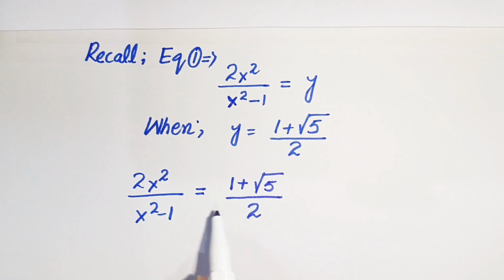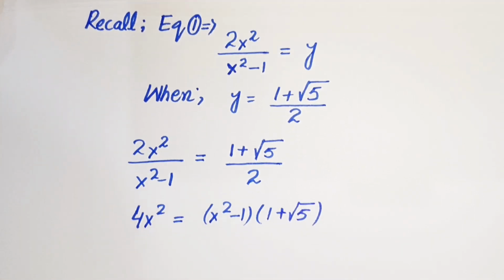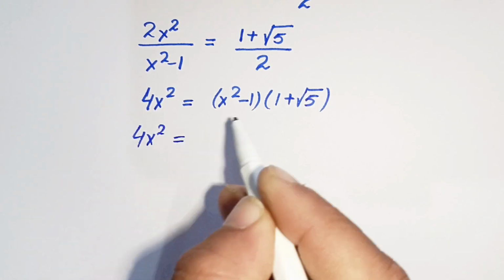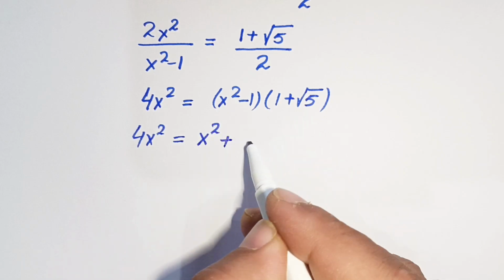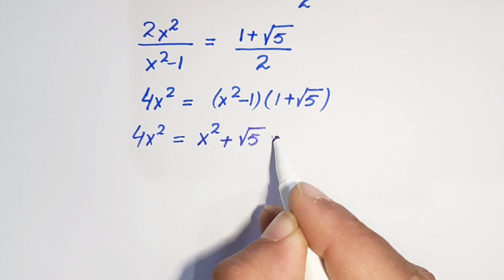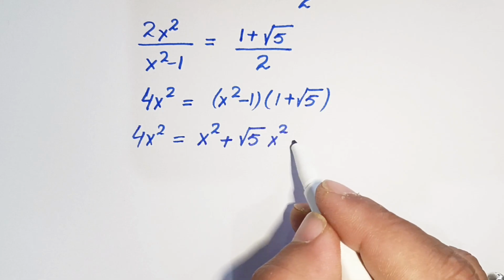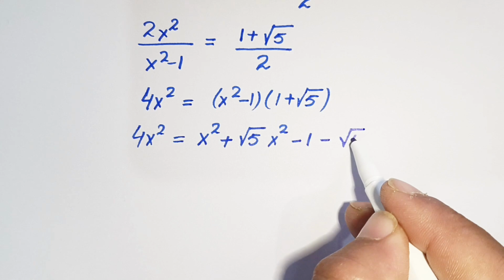Now by cross multiplication, we get 2 times 2 is 4x squared, and here we have (x squared minus 1) times (1 plus square root of 5). So now 4x squared is equal to, x squared times 1, we get x squared, and plus x squared times square root of 5, we get square root of 5 times x squared, and here minus 1 times 1, we have minus 1. So minus 1 times square root of 5, we get minus square root of 5.